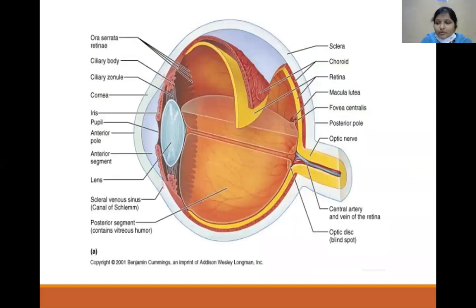This is the picture showing retina. Here you can see this is the outer fibrous layer sclera, and this red one is the choroid vascular layer, and inner neural layer. This yellow one is the retina. It extends from optic disc to the ora serrata.